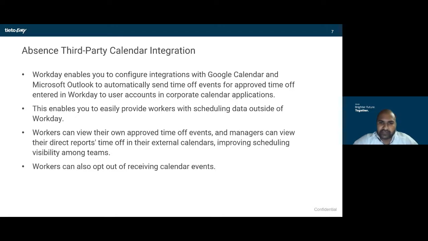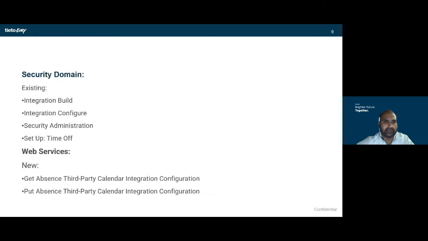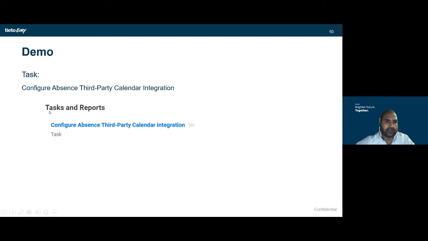Workers can also opt out of receiving calendar events. If a person doesn't want their calendar synced with Workday, then he can opt out, and the calendar will never get updated in the Outlook and Google end. So these are the configurations which you need to do in Workday. The first task you need to use is Configure Absence Third-Party Calendar Integration. After that, the remaining tasks are configure integration attributes, integration services, integration system, and then launch and schedule integration. These are the security domains which need to be updated, and below are the web services. So first I will show you the demo for Configure Absence Third-Party Calendar Integration.